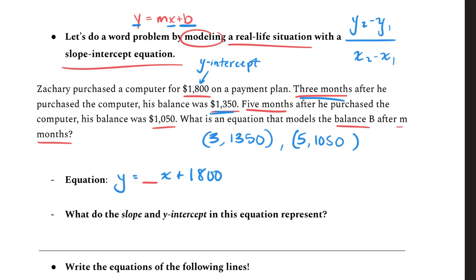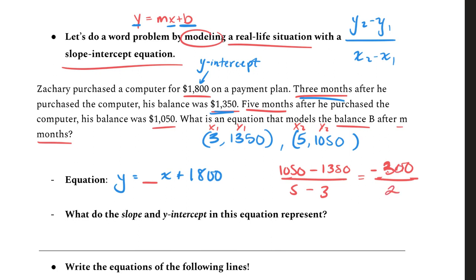So look at that, we have 2 points. We have an x1 and a y1, and an x2 and a y2. So let's go ahead and find the slope now. So y2 minus y1 over x2 minus x1. Alright, so what's 1,050 minus 1,350? That's going to be negative 300. And now 5 minus 3, that's going to be 2, right? That kind of looks like a negative 2, but it should be positive, so it's going to be negative 300 over 2.